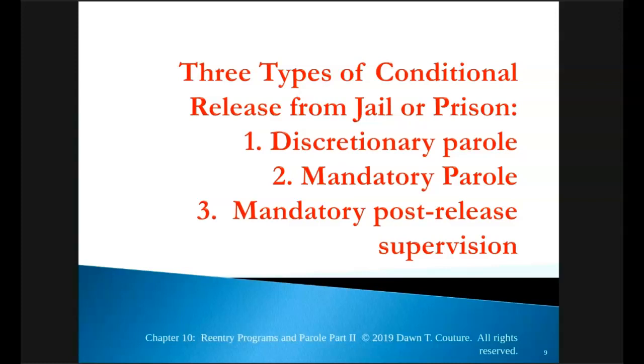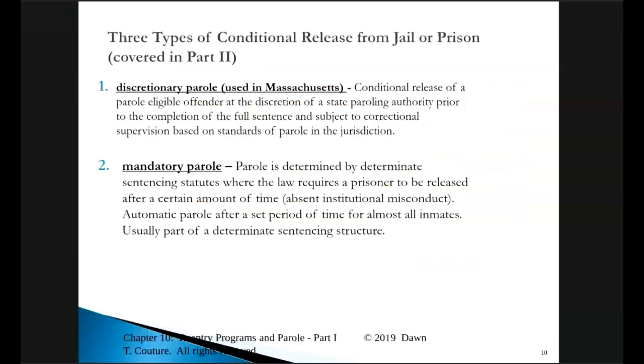Okay, so 3 types of conditional release from jail or prison: discretionary parole, mandatory parole, and mandatory post-release supervision. And that's what we're going to cover. Massachusetts is one of a number of states that has discretionary parole. A person is eligible for parole, but that doesn't mean they're going to get parole. Parole eligibility is determined in Massachusetts based upon the length of the person's sentence in either state prison or jail. And that's basically the formula in other states, although the calculation may be a little bit different.